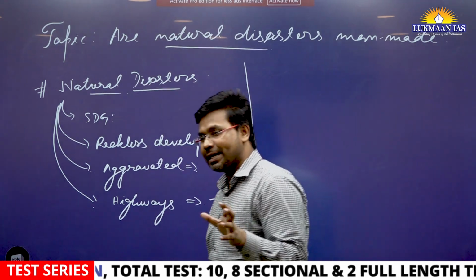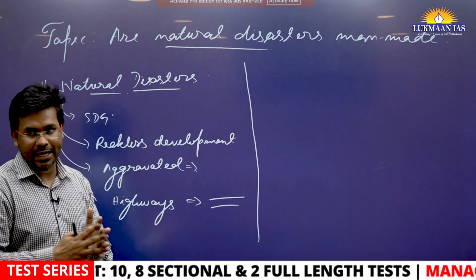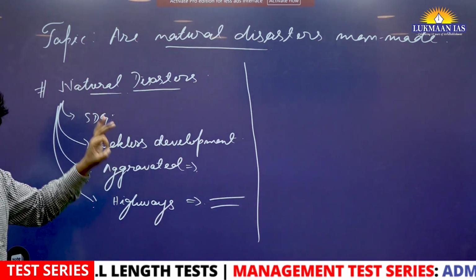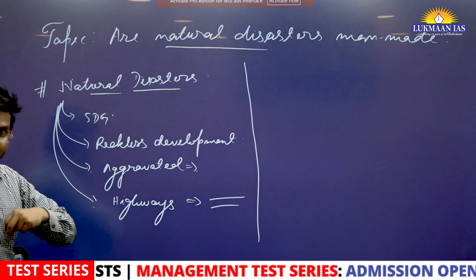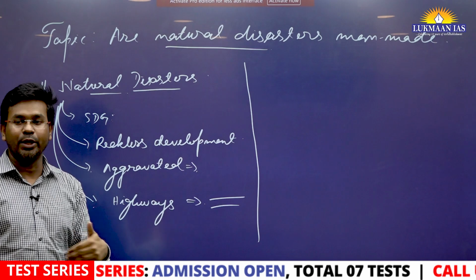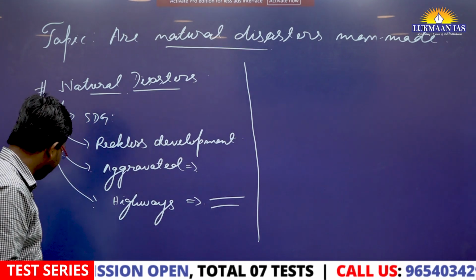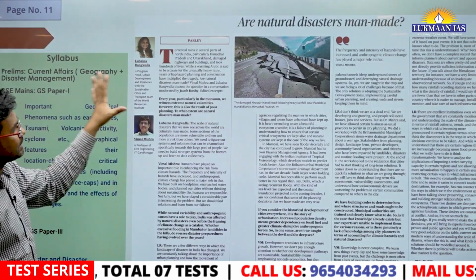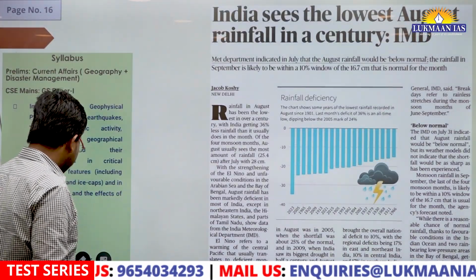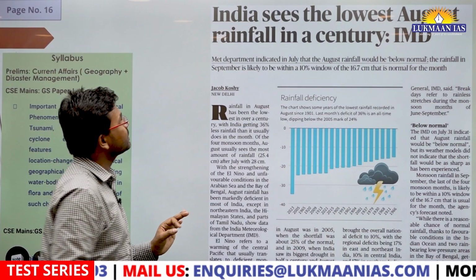Here in this article, they have had a discussion on whether natural disasters are man-made. They say they are not actually man-made, but they are aggravated by human-induced activities. This is a short article, and here we have just talked about it, but this topic is very, very important. This is topic number 3.